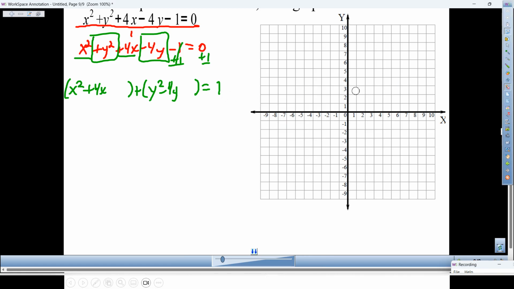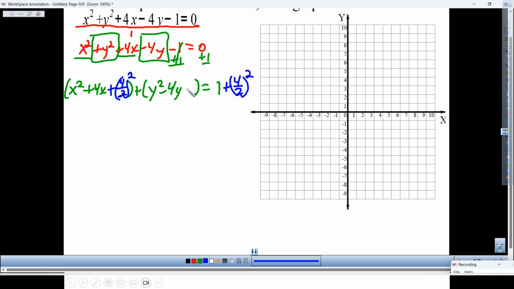All right? That's an ugly 4. Let me change that. 4y. All right, continue. Ashlyn, what do I do next? Four over 2 squared, 2 each side. And what else? Negative 4 over 2 squared, 2 each side. That is correct.